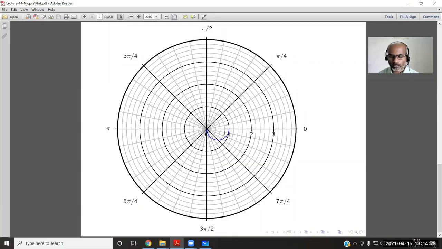You can mark the amplitude ratio and phase angle. The amplitude ratio at the starting point is 1, and the phase angle at the starting point is 0. The amplitude ratio at the ending point is 0, in the limit of omega tending to infinity. The corresponding phase angle is minus 90. The phase angle is the angle it makes with a horizontal line. At the starting point the angle is 0, and at the ending point, where omega tends to infinity, the angle is minus 90.